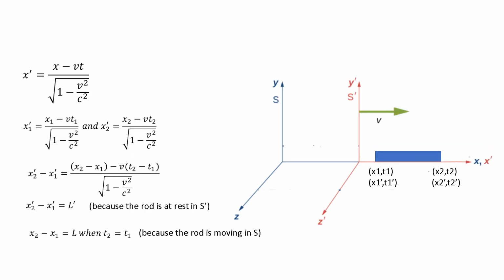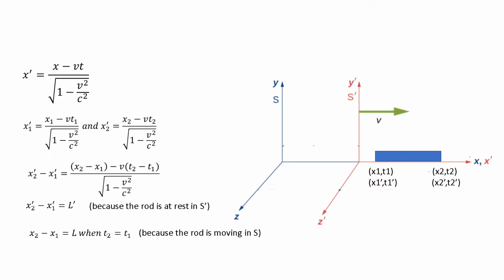I use Lorentz transformation to express x prime in terms of x and t. So we can write Lorentz transformation for x1 prime and x2 prime. Then we take the difference and we find x2 prime minus x1 prime in terms of x2, x1, t2 and t1.